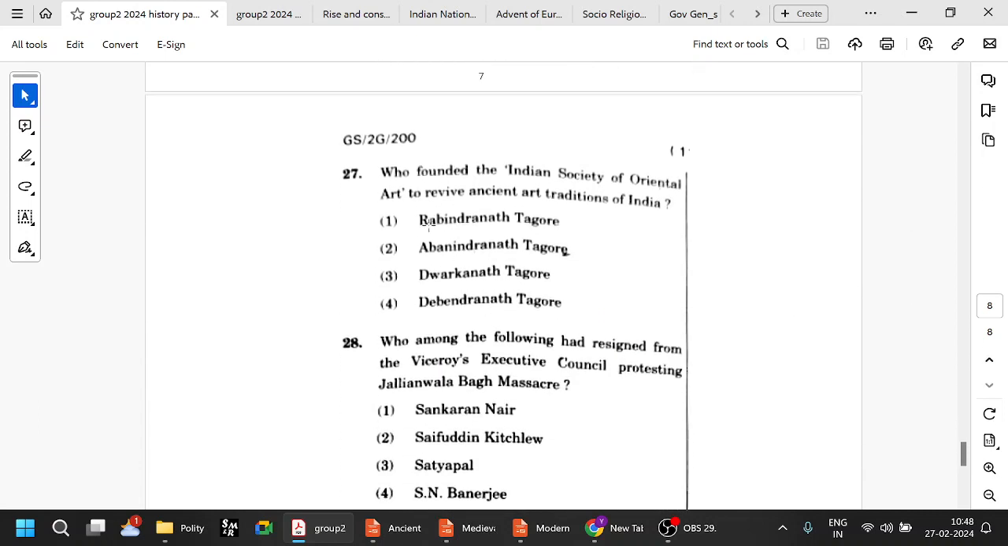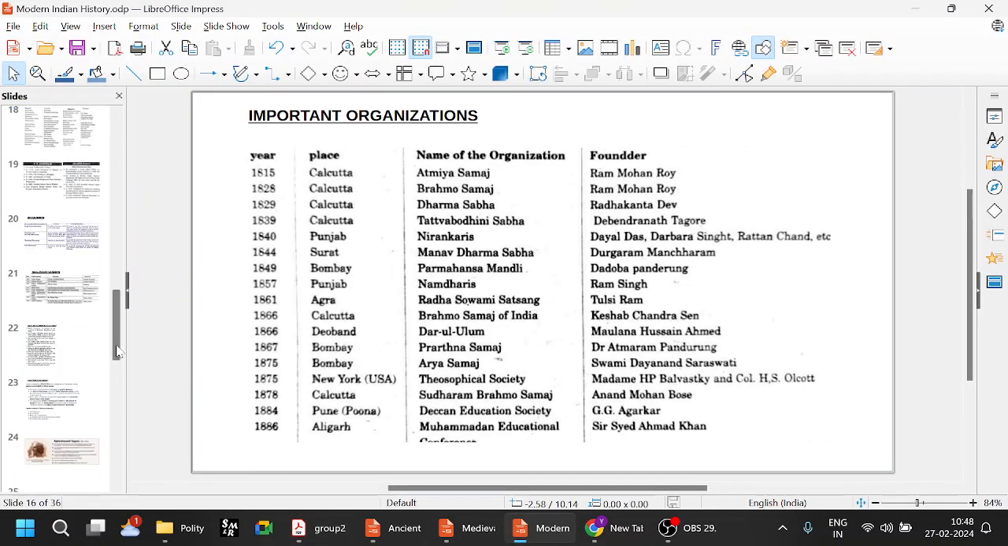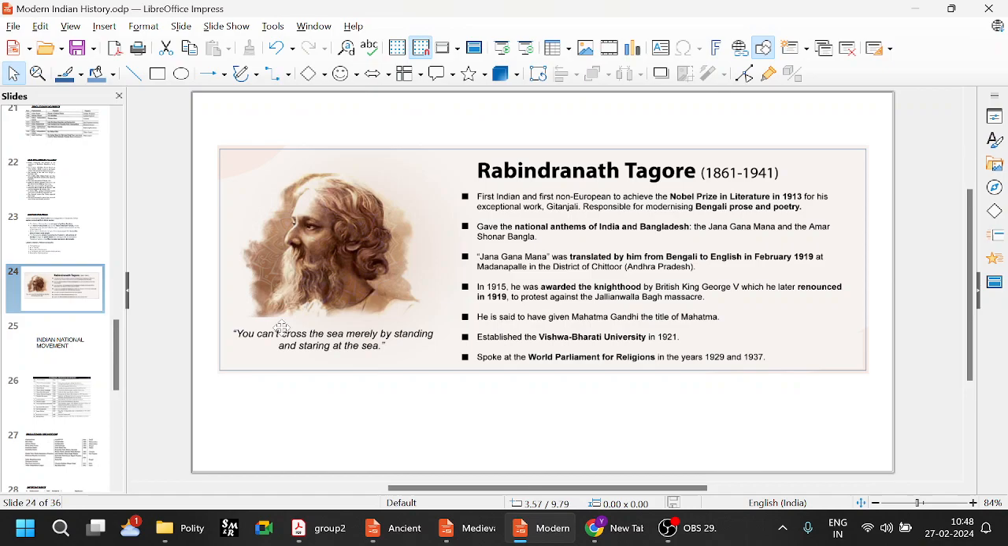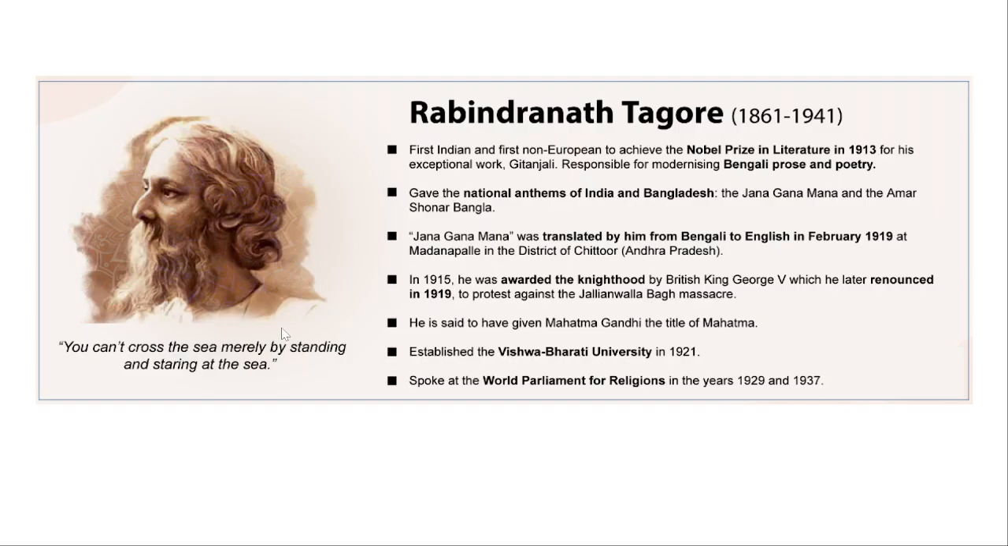So in this particular case, most people are aware of Rabindranath Tagore, right? Most of his achievements are also very important. So irrespective of the question, try to remember Rabindranath Tagore, 1861 to 1941, first Indian and first non-European to achieve the Nobel Prize, very important, in literature in 1913.